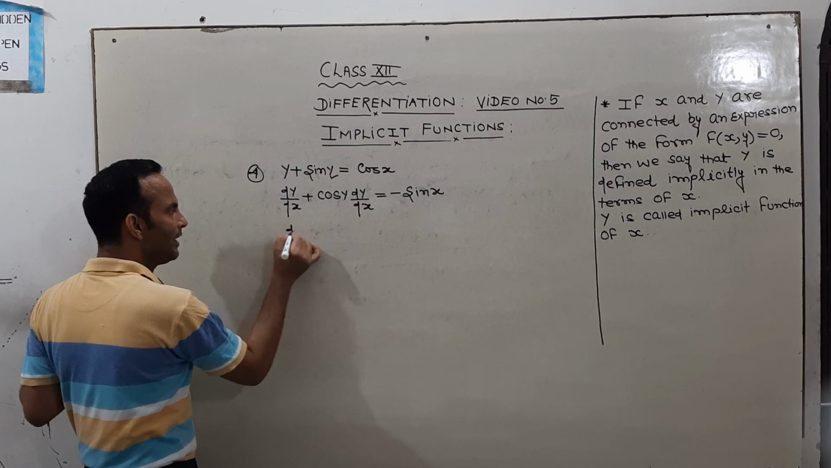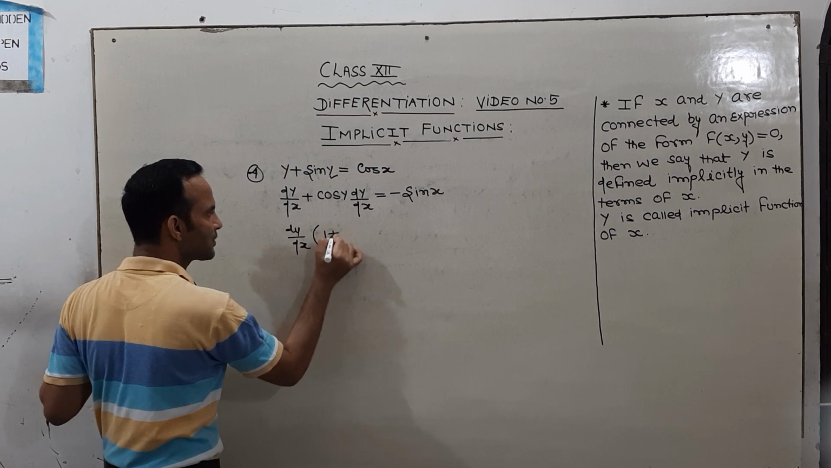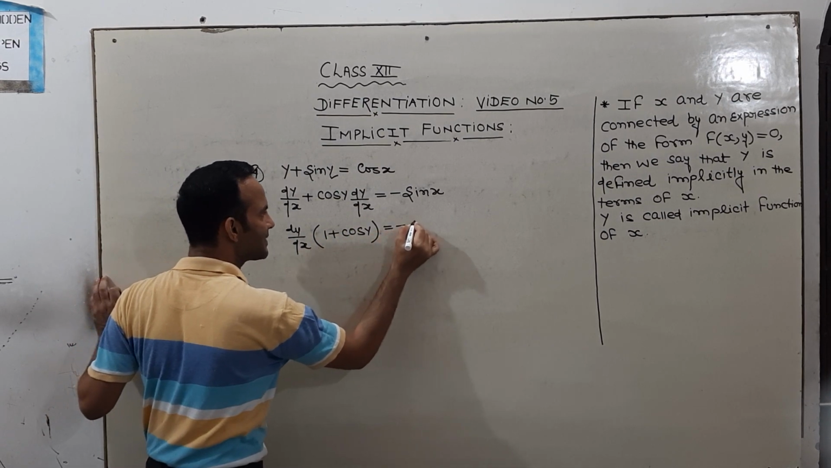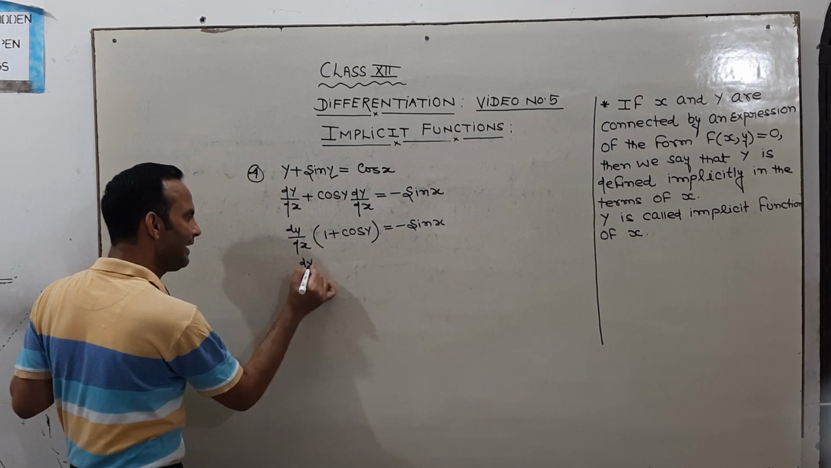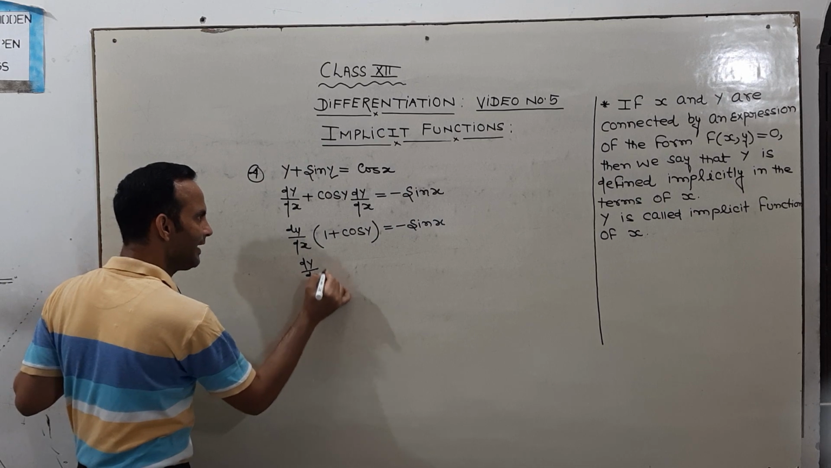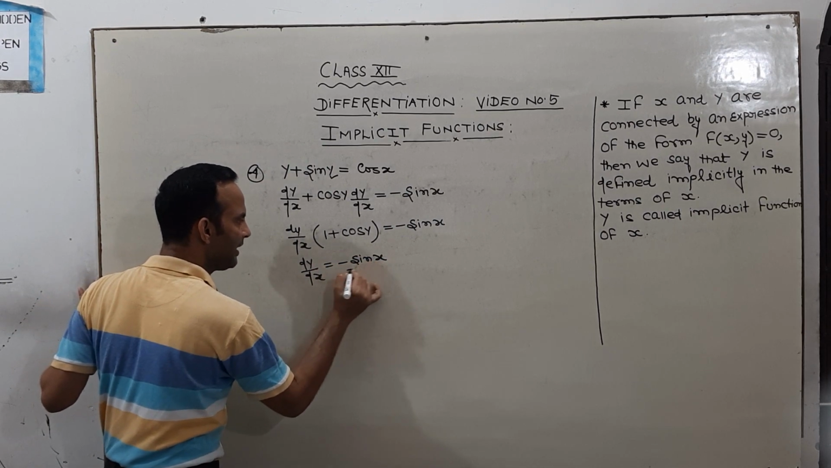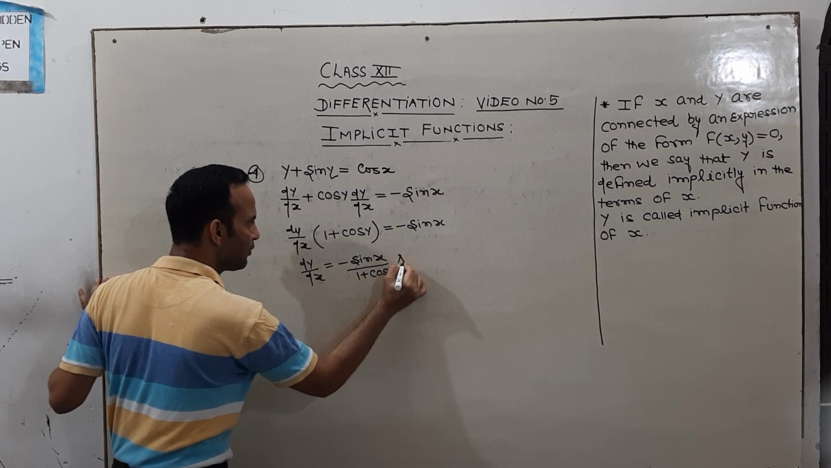Taking common dy over dx, 1 plus cos y, this is equal to negative sin x. What is the value of dy over dx? Dy over dx is equal to negative sin x divided by 1 plus cos y. This is the required answer.